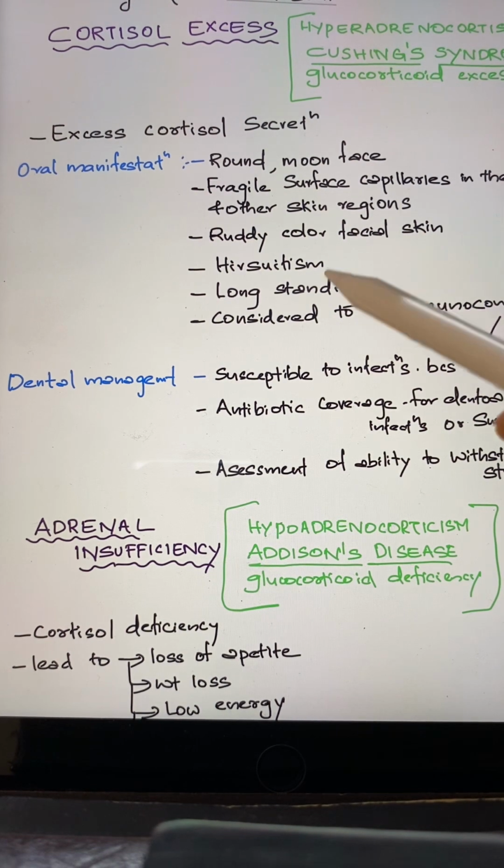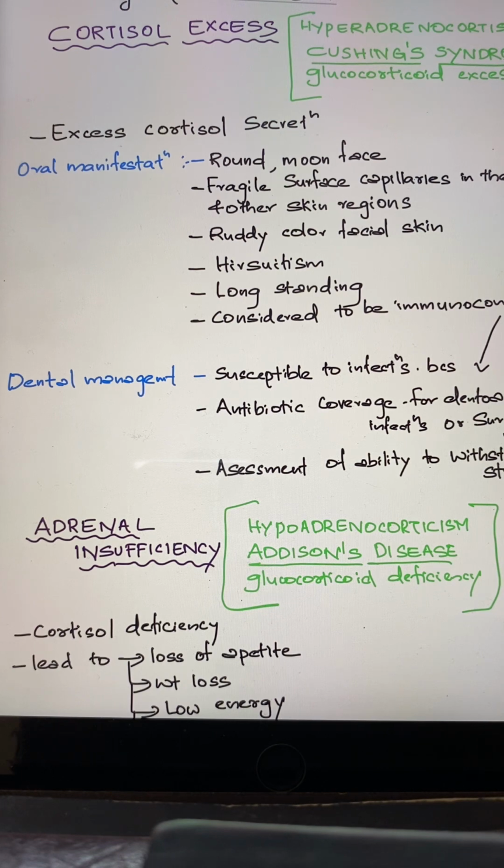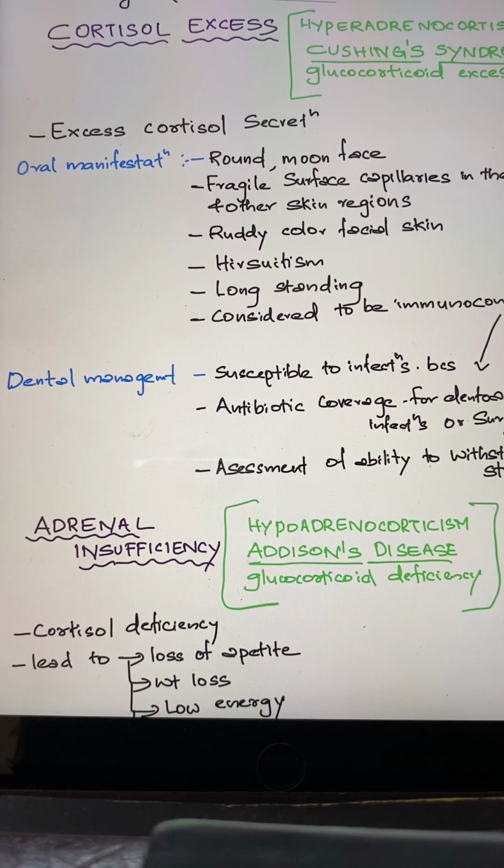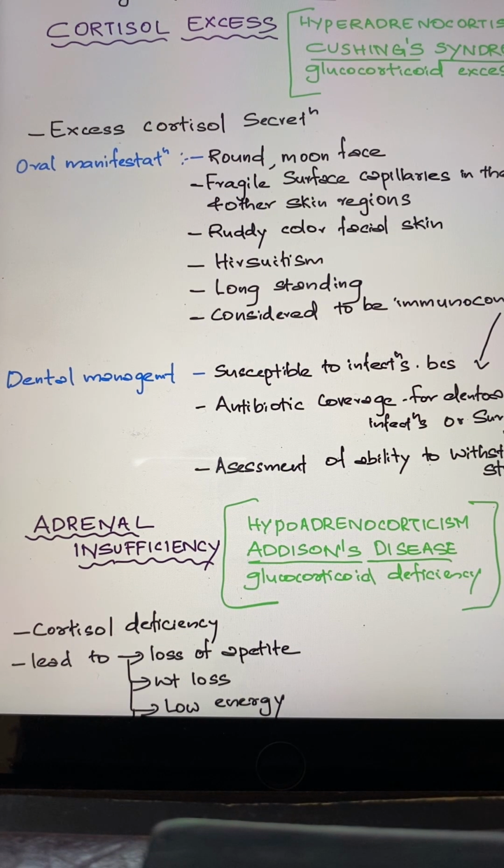Hirsutism is one of the other major symptoms of Cushing syndrome patients, that is, unwanted male pattern hair growth on the woman's face, chest and back. Then there is delayed growth and development, especially of skeletal and dental structures. Many of these findings are similar to patients on moderate to high dose glucocorticoid therapy, and these patients are considered to be immunocompromised. So when we consider this patient as immunocompromised, we need to be careful when they come for any dental treatment.